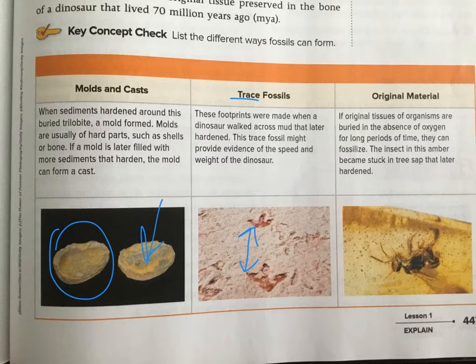Maybe you've gone to a museum and you've picked up amber fossils. What happens is an insect gets trapped in tree sap, and the tree sap hardens and it preserves it exactly as is. So it's all the original material. So that's how some fossils form that have the original material.